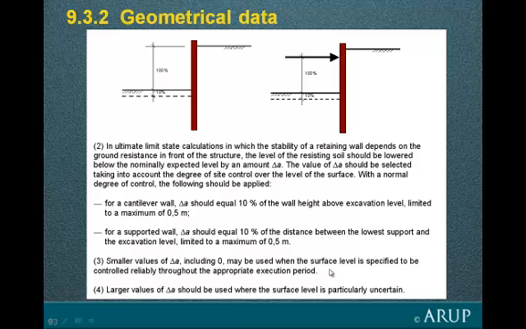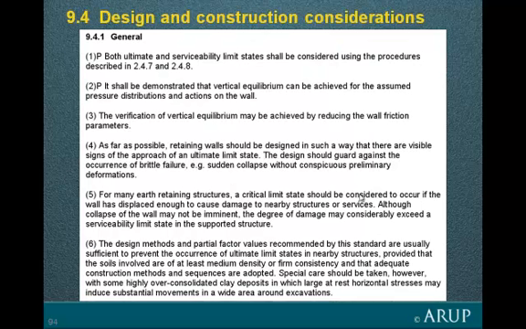Smaller values of delta A, of this allowance, even 0, may be used when the level surface is specified to be controlled reliably throughout the appropriate execution period. In other words, if the surface is very well controlled, you can decide not to make this allowance. It says that you should make this allowance with a normal degree of control. It's only when it's exceptionally well controlled that you're allowed to omit it.